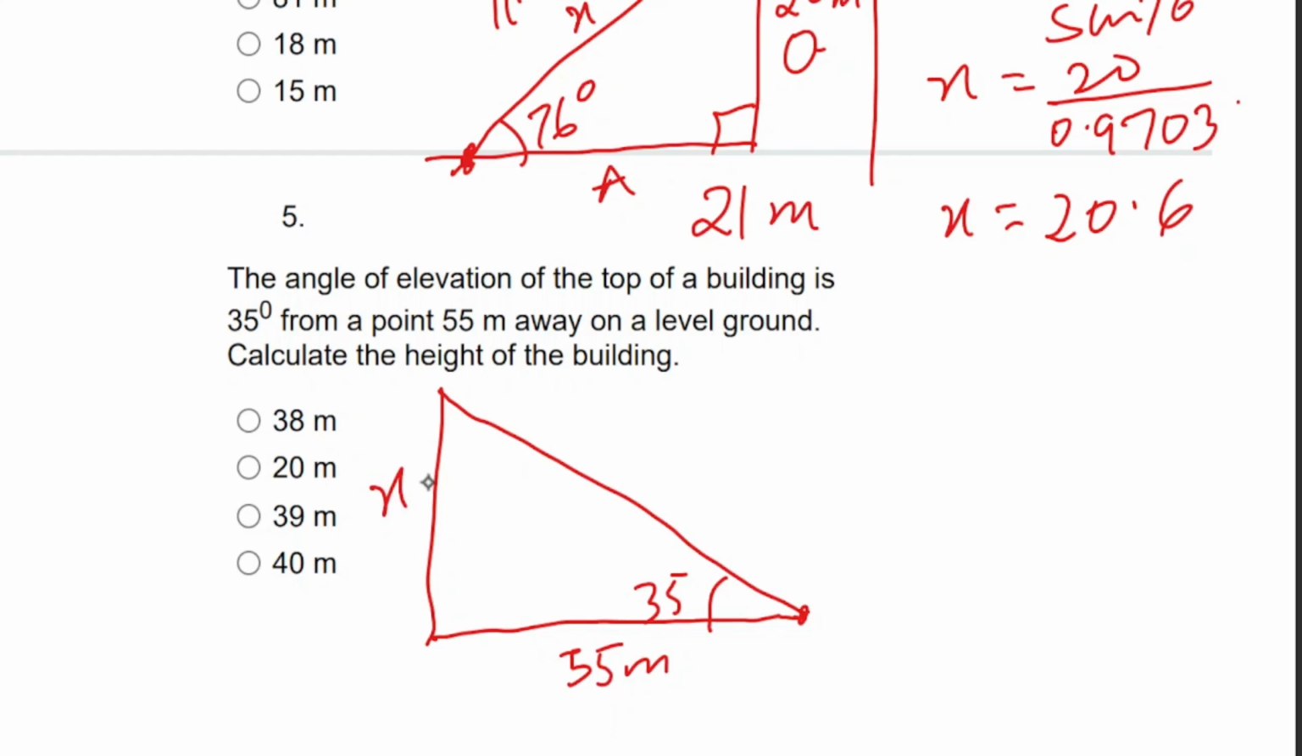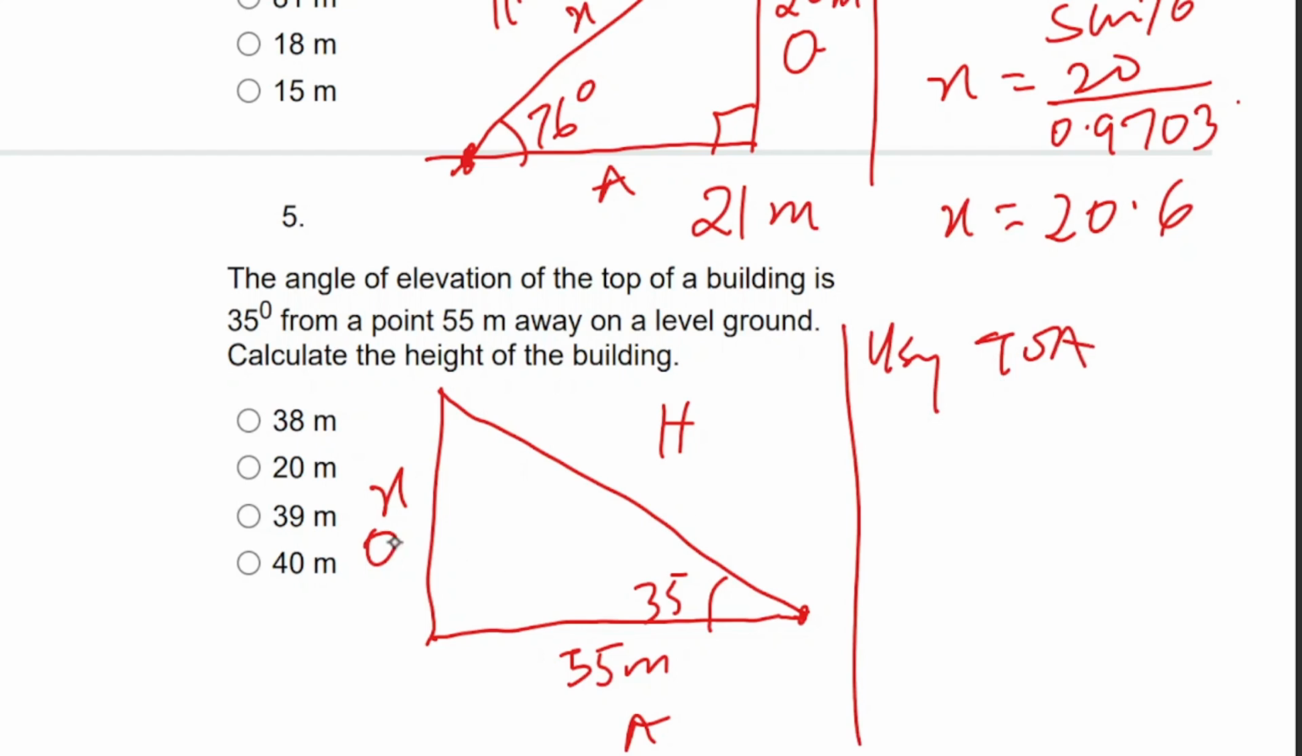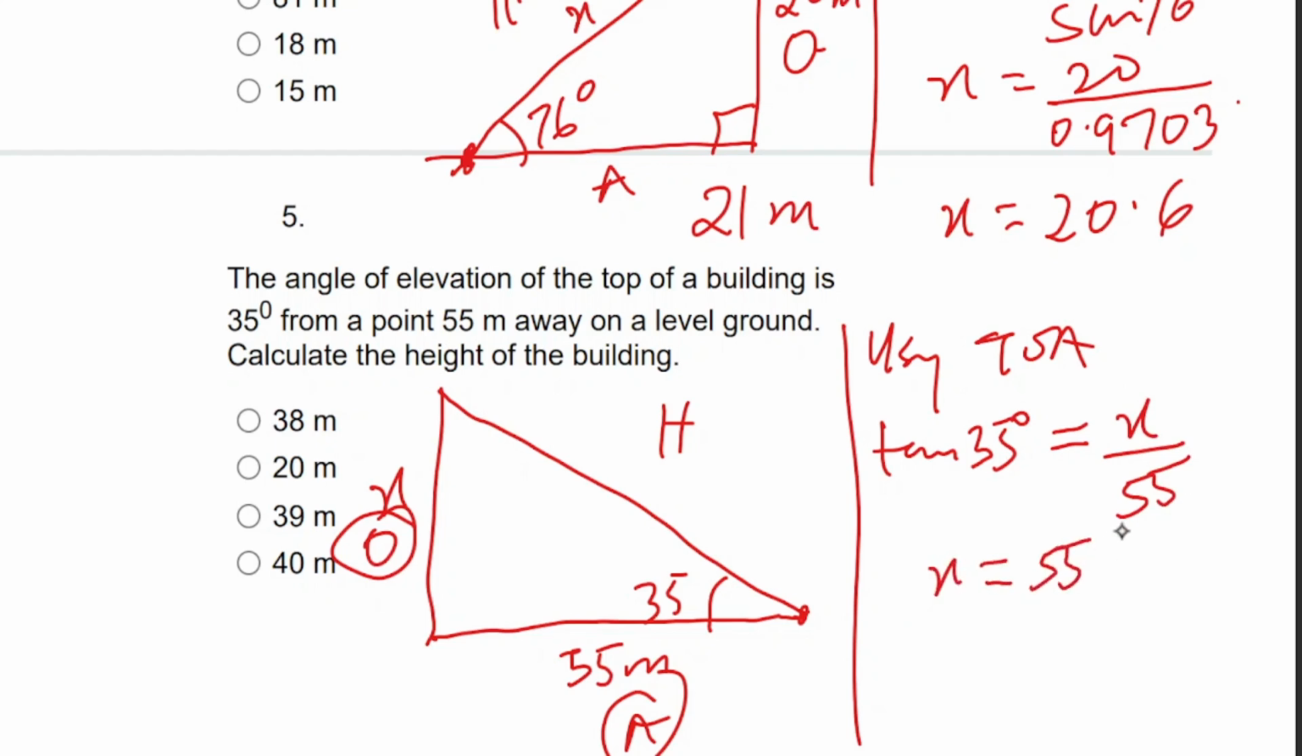So this one is opposite, hypotenuse, adjacent. So this is going to be using TOA, because we are looking for the opposite, and we have the adjacent. So that's going to be tan 35 degrees equals x over 55. So x equals 55 times tan 35 degrees. So we need to calculate the value of tan 35.